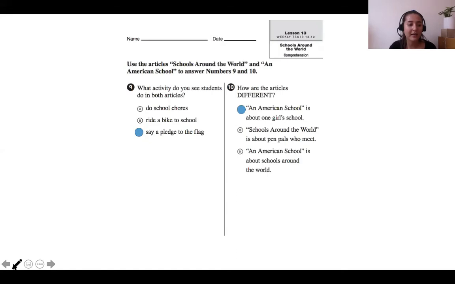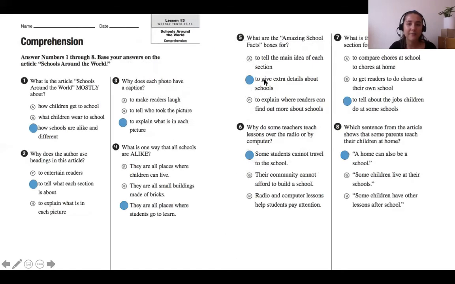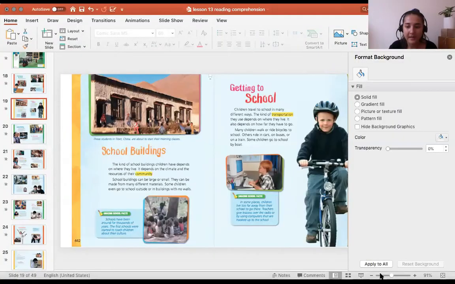Okay, guys, well done on your homework. So we had a problem with this question, number 6, about the amazing school facts boxes, but we're going to go over that now. Apart from that, you guys did a really good job, really good work. Many of you got 7 or more out of 10, so that's really good. Okay, have a look here, guys.